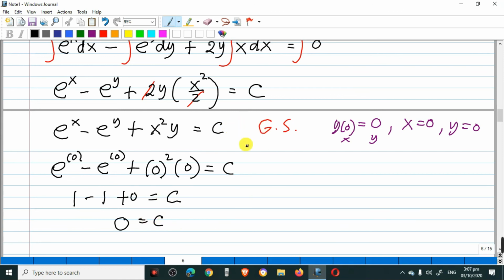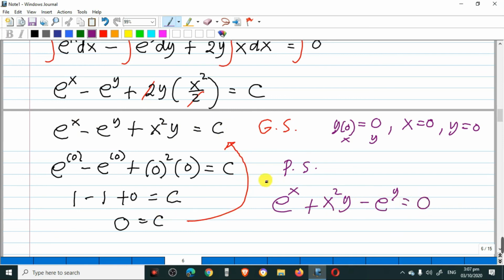Then, ipalit mo na siya sa ating general solution. Ipalit mo na siya dito. Yan. So, our final answer, the particular solution now, our PS is equals to e. I-arrange natin into X, yung lahat ng values ng X, unahin natin. Then, plus x squared y, then minus itong e raised to y. Then, the value of C is equals to 0. O, ito na yung ating sagot sa ating example number 2.